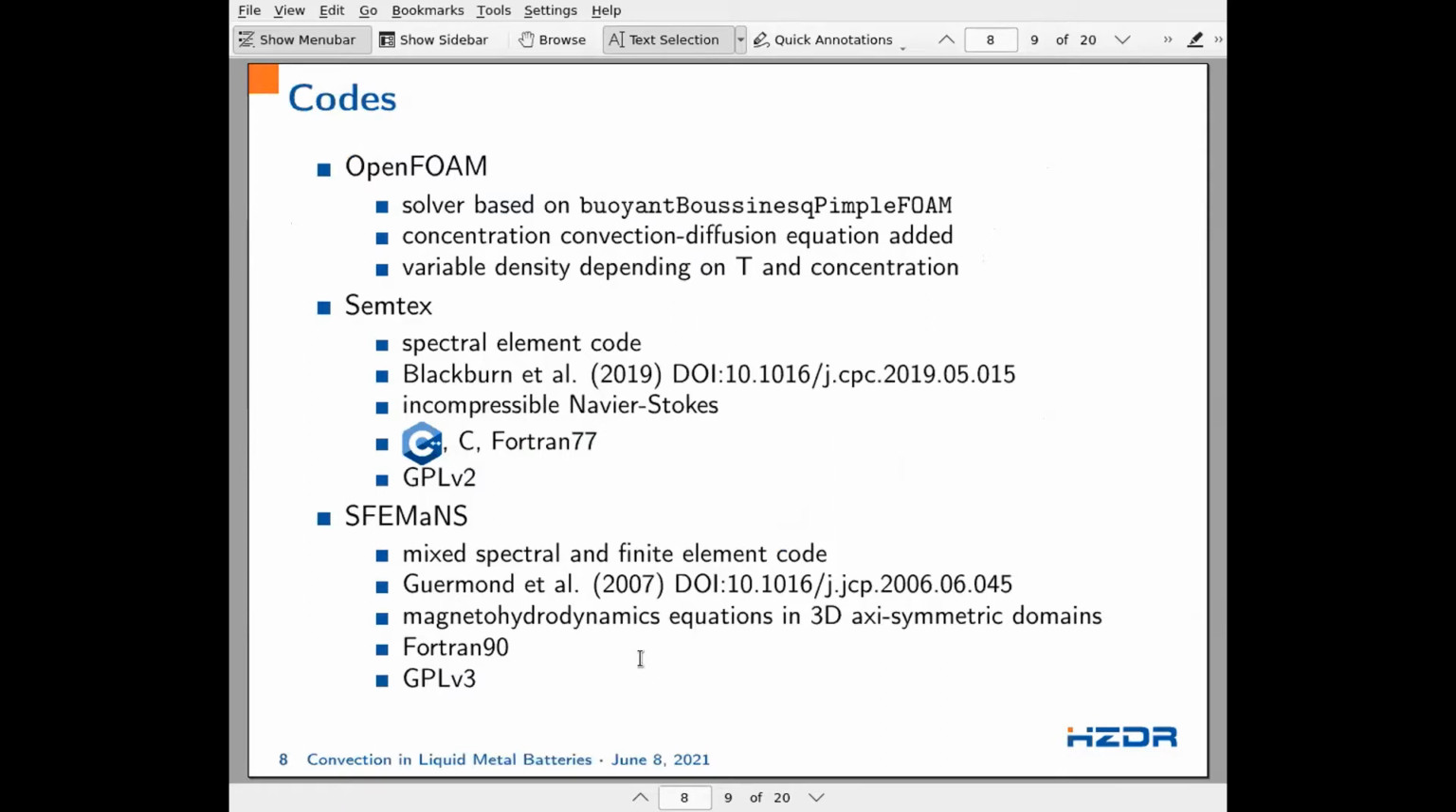To the codes we used, of course, OpenFOAM. Our solver is based on Boussinesq pimpleFoam. I don't want to add much more on this because there's the next slide. Semtex is a spectral element code, solves the incompressible Navier-Stokes equations, and SEMMANS is a mixed spectral and finite element code, and it solves the magnetohydrodynamics equations in 3D axisymmetric domains.